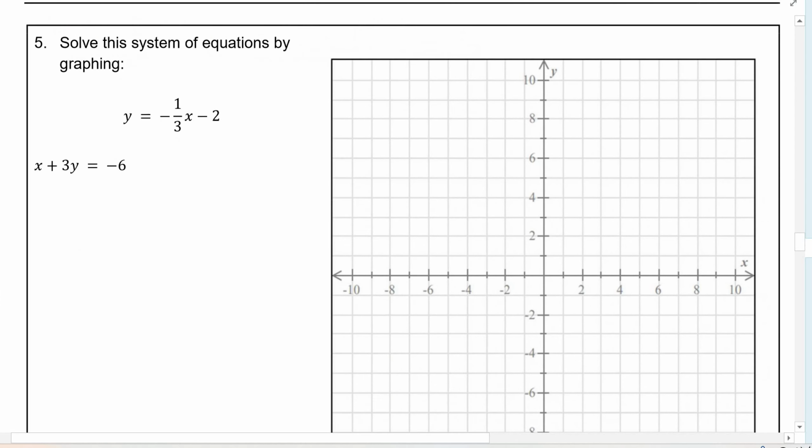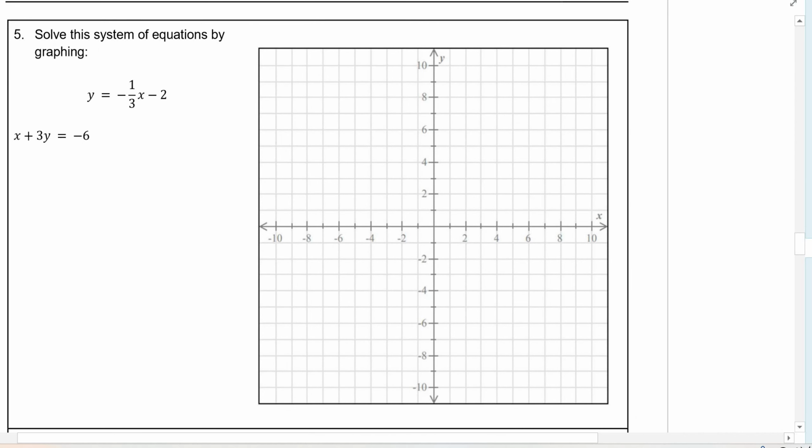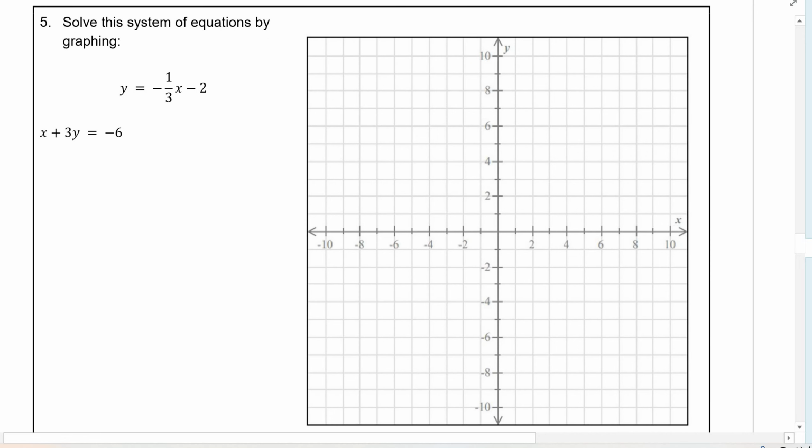Okay, so move on to a few more questions here. Solve the system of equations by graphing. That's not a problem here. Okay, so let's start off with this equation right here. This is definitely in the form y equals mx plus b.